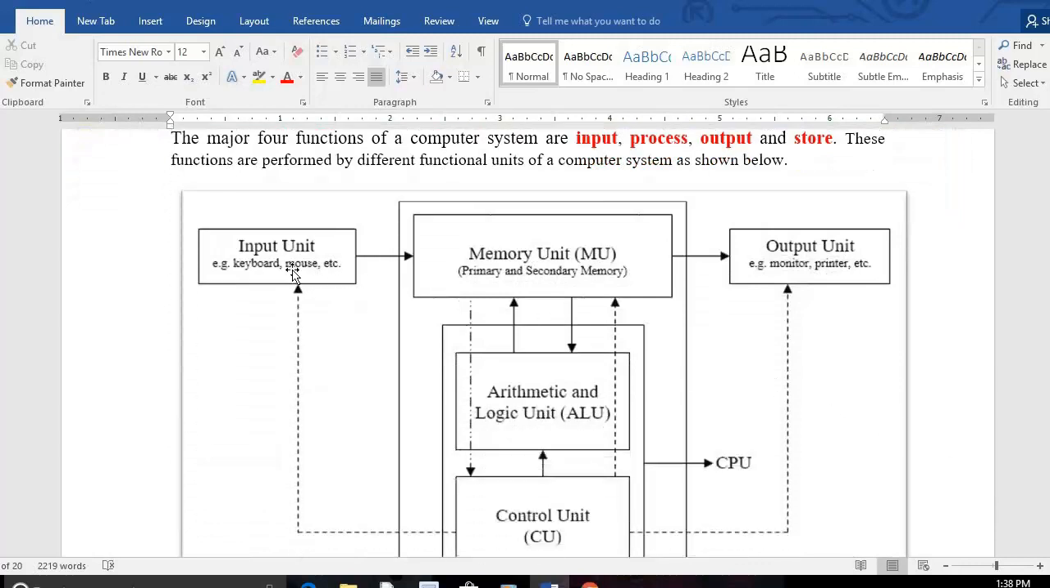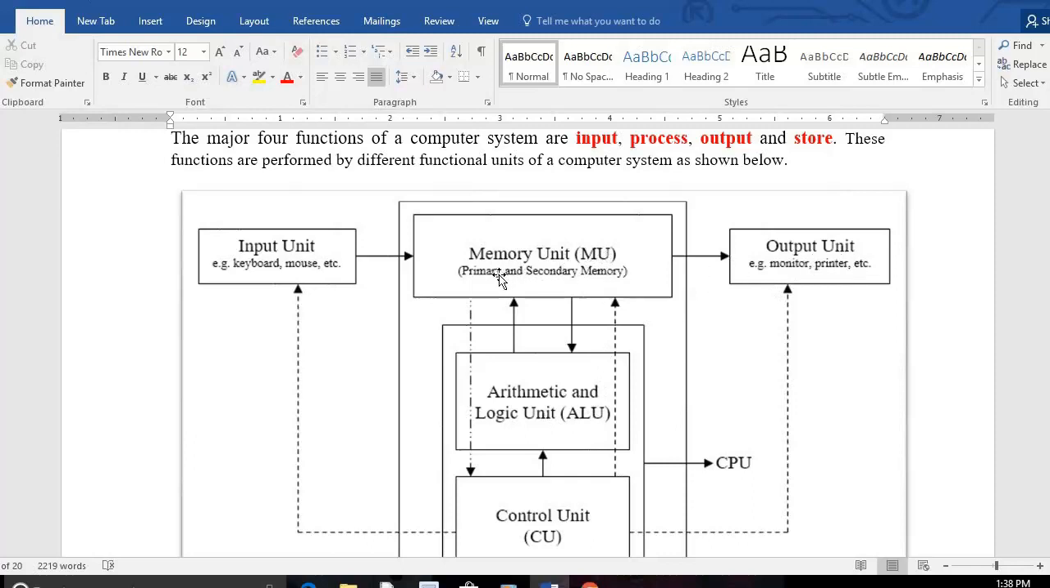Input unit is responsible for taking input only. Memory unit, what does it do? It stores data and programs inside. That is the one and only job of memory. What is the work of the input unit? It takes input from the user and transmits it to the memory unit. What is the work of memory? It holds data and programs inside, that's all. Whenever somebody wants them, it gives them. What is the work of the output unit?